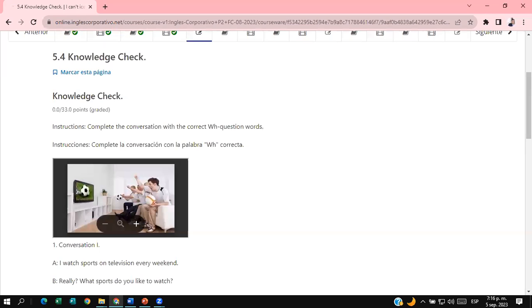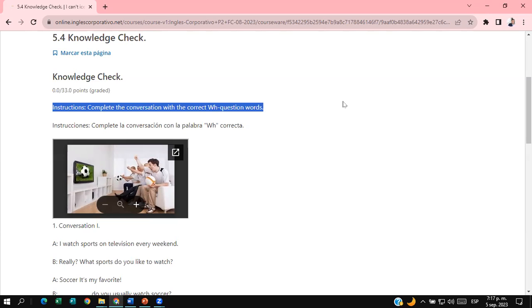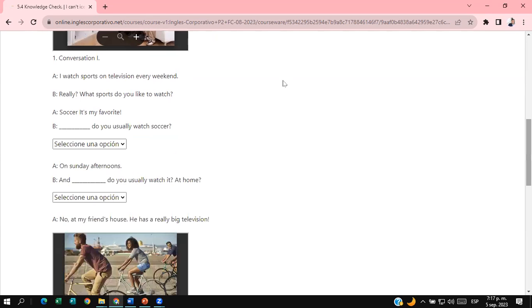Okay, let's go to the platform. Wilbur, read the instructions, please. Complete the conversation with the correct WH question words. Okay. So Wilbur, complete the first one. It says, I watch sports on television every weekend. Really, what sports do you like to watch? Soccer is my favorite. Continue.